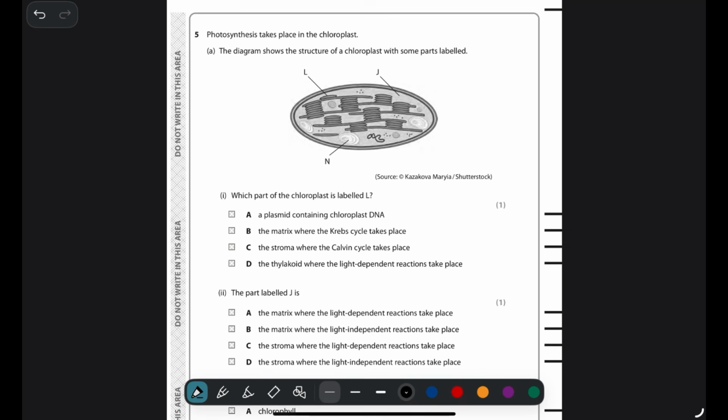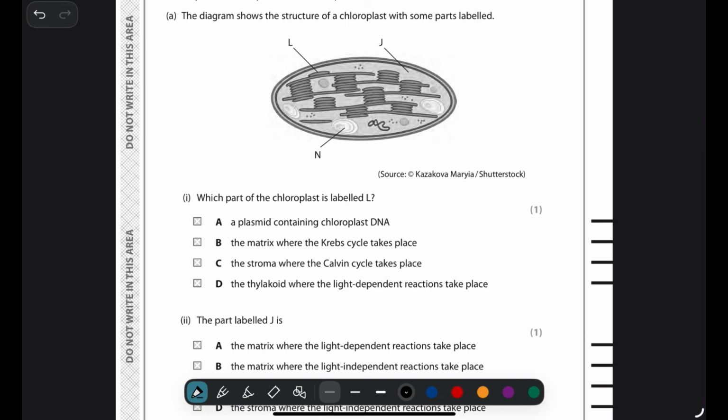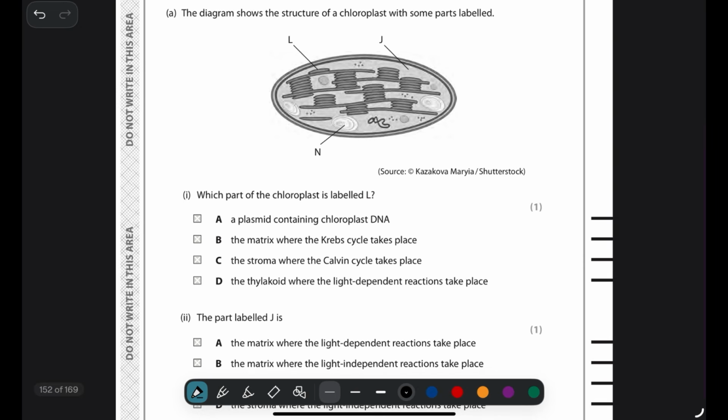Okay, question 5. So we're talking about photosynthesis again. Now, this question is purely just knowledge. Like, these are things that you should know if you're doing A-level biology. So, first thing we're saying, labeled L, well, you can see here, L is a thylakoid. That's just something that you need to know. So, light-dependent reaction happens in the thylakoid, that's fine.